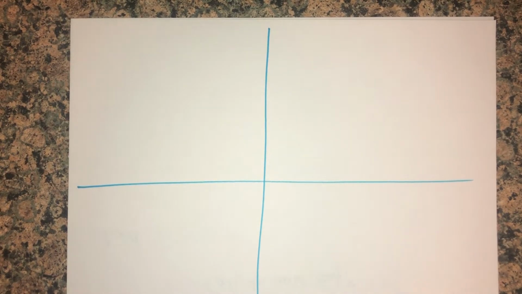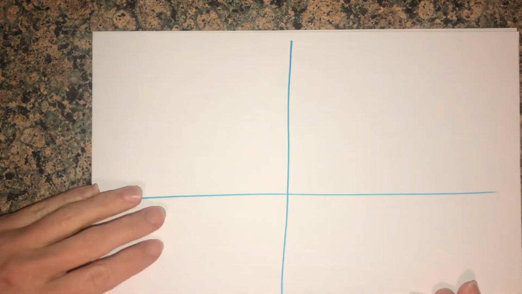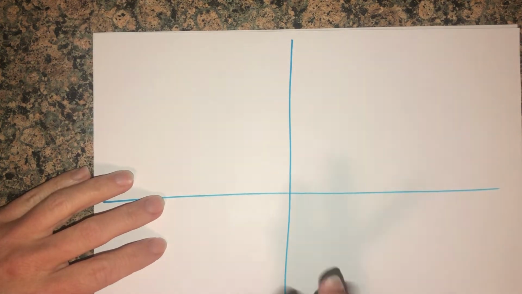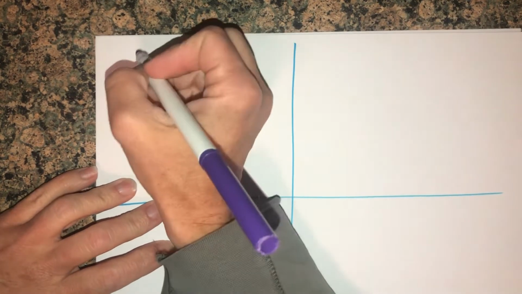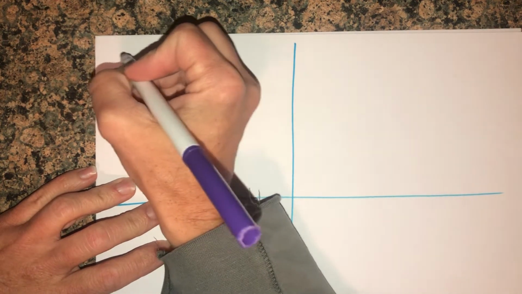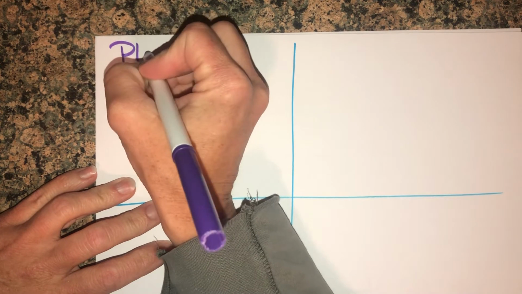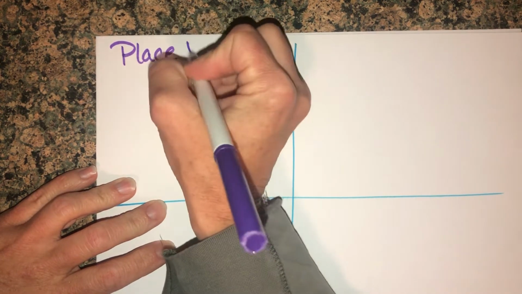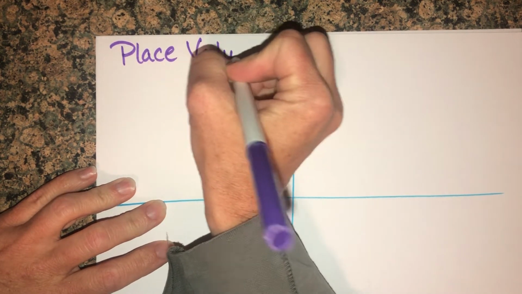This is a short intro to our next unit. We're going to be talking about place value and comparing place values of different numbers within a number. So with place value, you guys have been doing this forever.